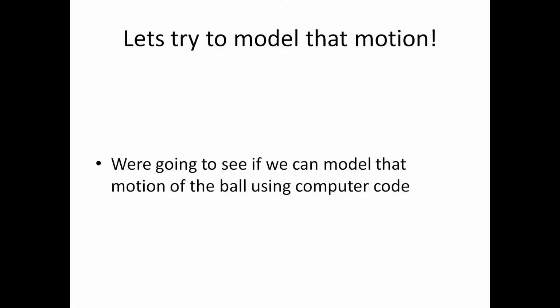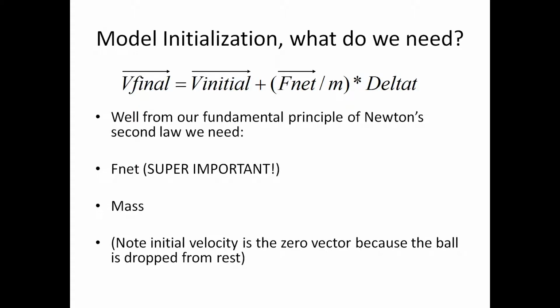Now let's try to model that motion. We're going to see if we can model that motion of the ball using VPython and computer code. So what do we need? Well, we're going to go back to our fundamental principle, Newton's second law. We need to consider F net, which is super important, and mass. Notice that the initial velocity is the zero vector because the ball is initially dropped from rest. Really important, just keep that in mind.